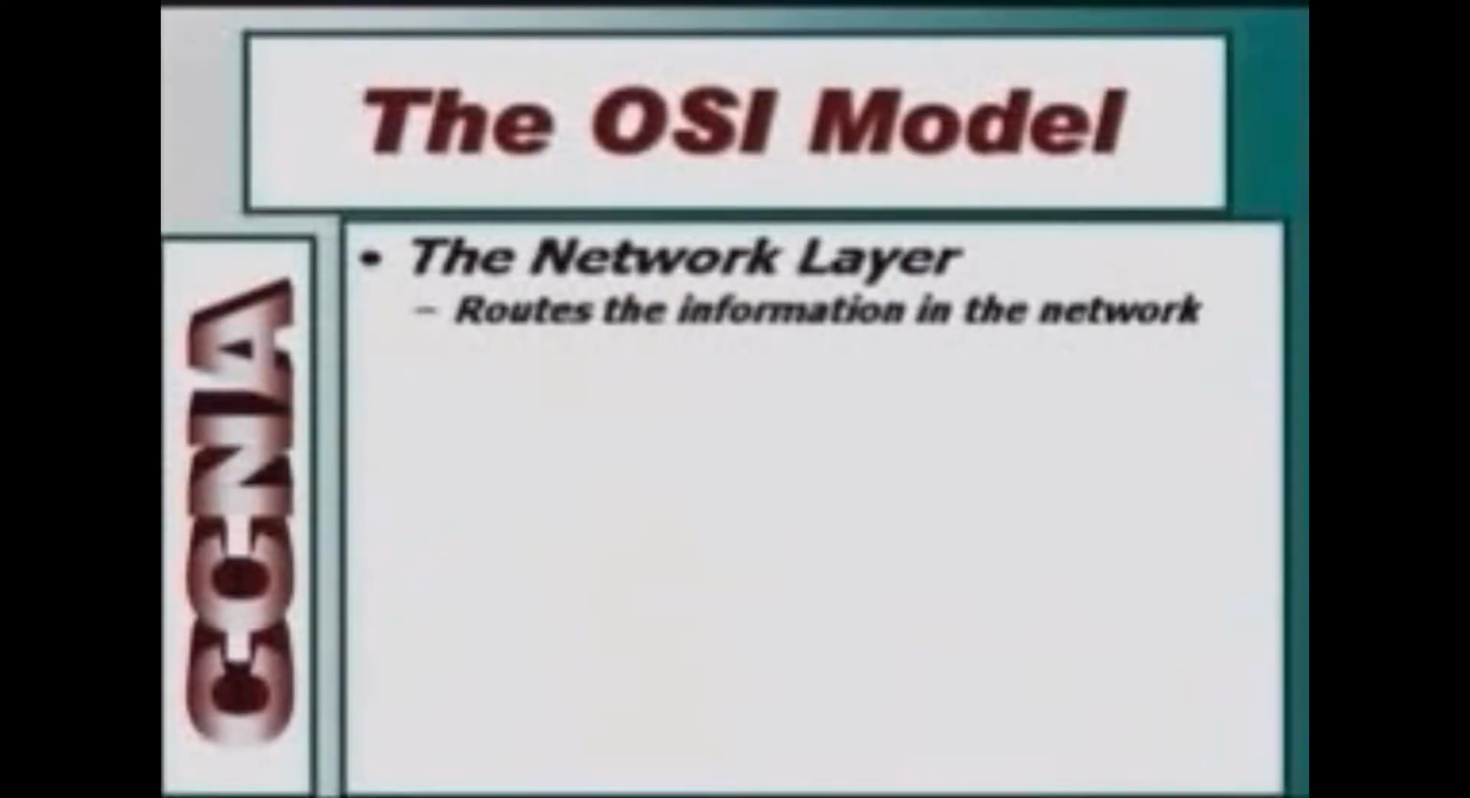The network layer, the next layer down, is responsible for routing the information on the network. And the network layer uses logical addressing. Logical addressing in the TCP/IP environment is IP. It's the IP address. That is a logical address, and we'll talk a lot more about that later on. IPX is also a logical address.